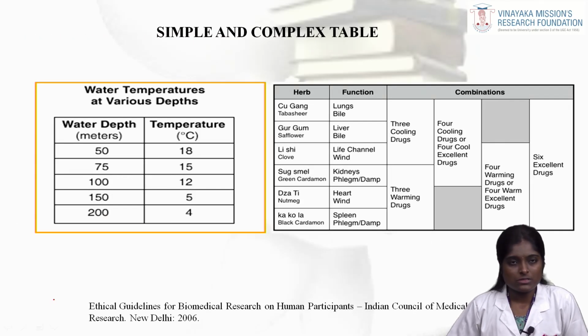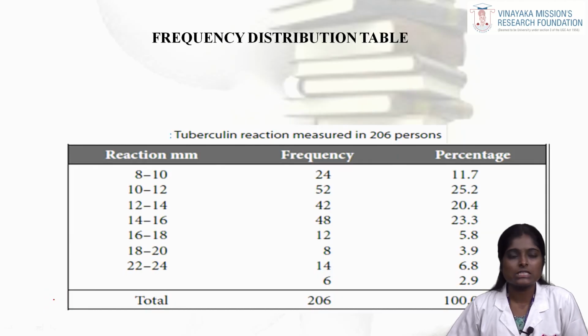So first the simple and complex table. Simple table, as the name suggests, is very simple. It has a 2 cross 2 frequency table. Complex table has a combination of too many variables in a single table. Frequency distribution is a special type of complex table or even a simple table. It shows the distribution in terms of frequency and percentage.